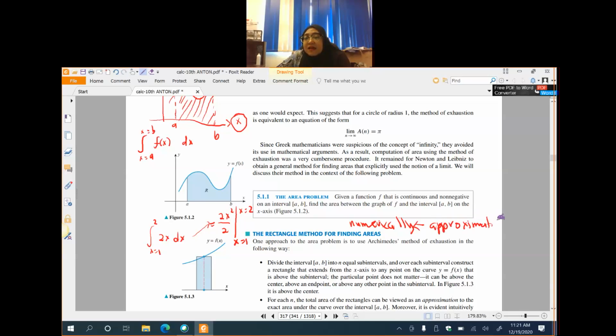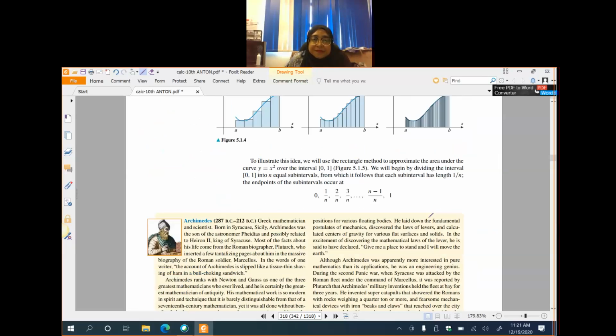Approximation means that the value is not exactly the same as the analytical value that we got, but might be close to it. We are hoping that our numerical values will be close to the analytical solution. Is it clear? So we want it to be as close as possible to the analytical solution.